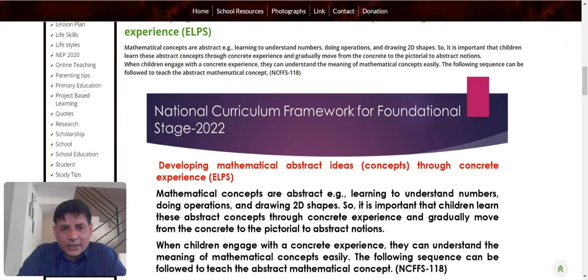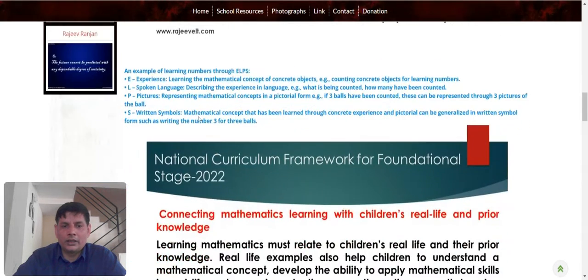When children engage with a concrete experience, they can understand the meaning of mathematical concepts easily. The following sequences can be followed to teach the abstract mathematical concept. An example of learning number through ELPS. E stands for experience: learning the mathematical concept through concrete objects, counting concrete objects for learning numbers.